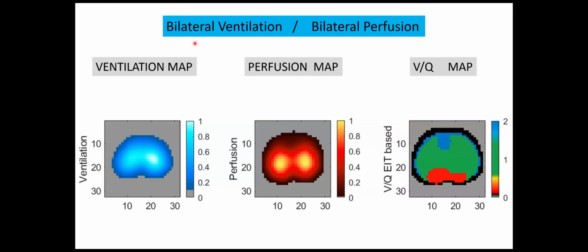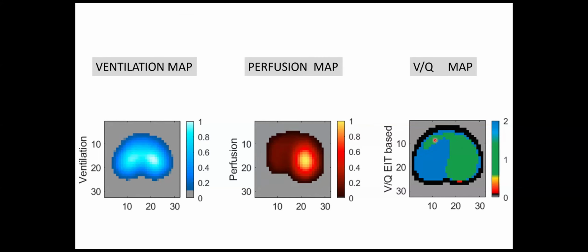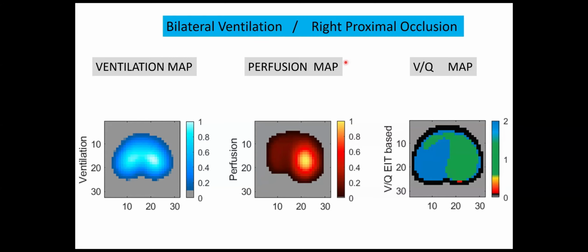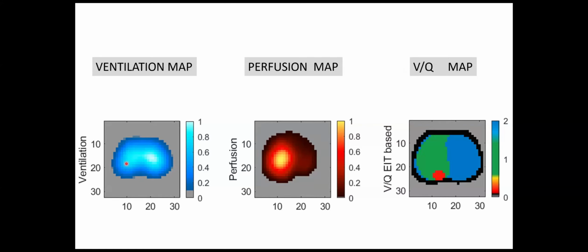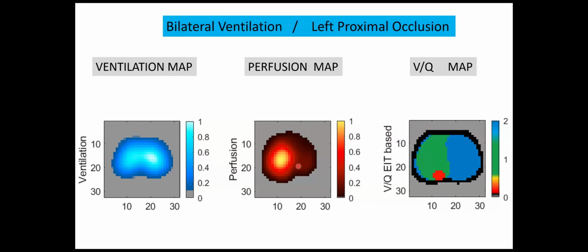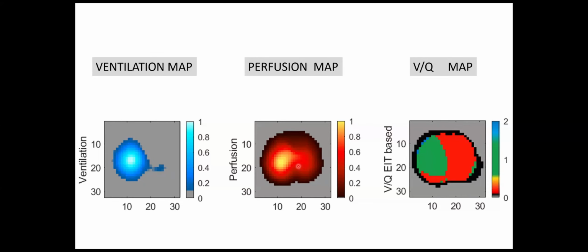So when we didn't have any occlusion, this is a typical image. We have a little bit of shunt in this case, but then we did a complete occlusion, a right proximal occlusion, and we can see a big blue zone here because perfusion was blocked here with a preserved ventilation. Then we did the other side, a big block in perfusion in the left side, you can see here.